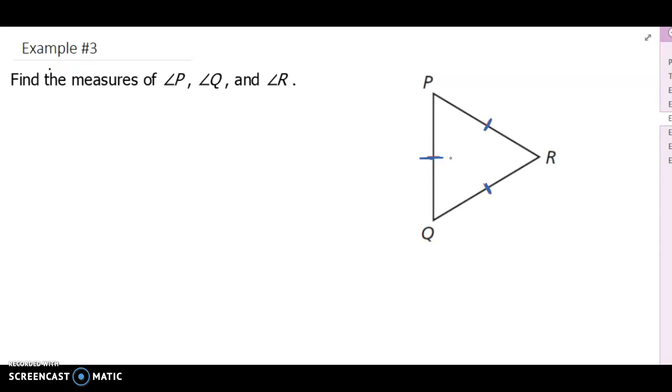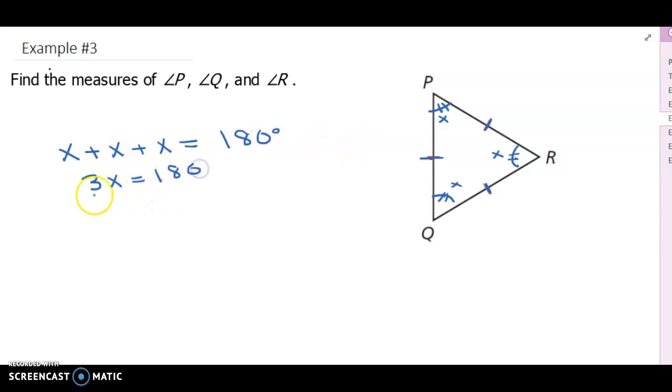Since all three sides of this triangle are congruent, we know that each one of these angles has to be congruent as well. Let's just call them each x. If we add them all up, x plus x plus x, they would equal 180. All angles of a triangle add up to 180. If I simplify this, divide by 3, I get x equals 60. So each one of these angles is 60 degrees.